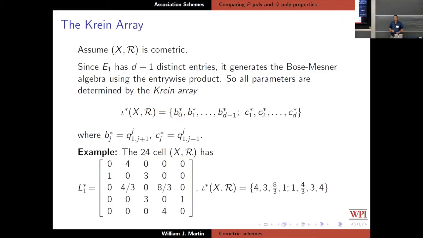For example, yesterday we spent a lot of time on the 24-cell, which has 4-cubes inside it. You delete any one of the 3 groups of 8 vertices, you get a 4-cube. The 24-cell has this tridiagonal matrix of q1jk, and this is the Krein array: 4, 3, 8/3, 1, 1, 4/3, 3, 4. Almost reverses of each other. That's the Q polynomial property. And the bumping up from 4/3 to 8/3 tells us that we're going to 3 Q-antipodal classes.